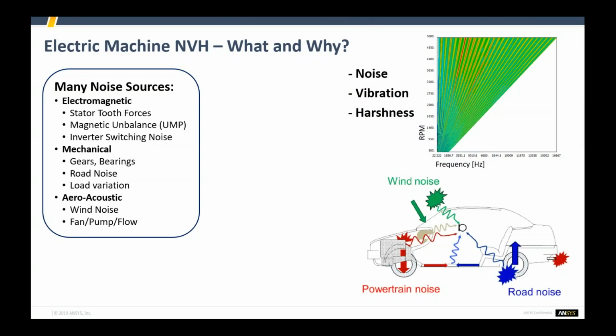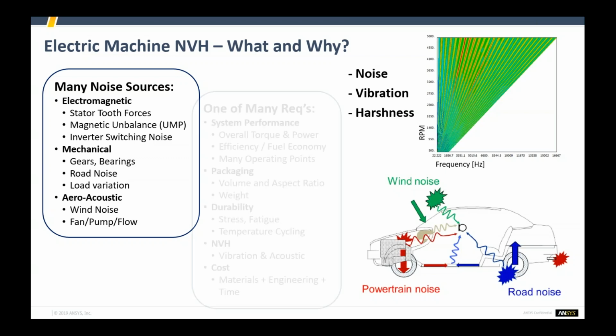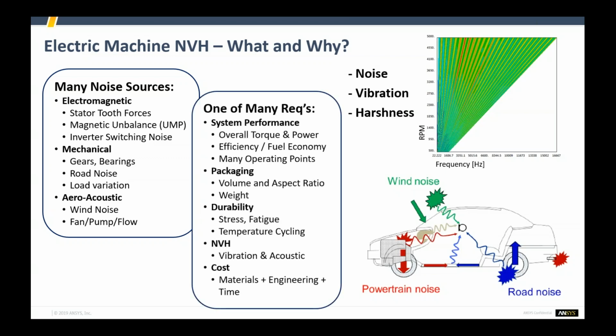Electric machine NVH, what and why? So noise, as we talked before, NVH stands for noise, vibration, and harshness. Is the common nomenclature for audible sound between 20 hertz to 20 kHz.